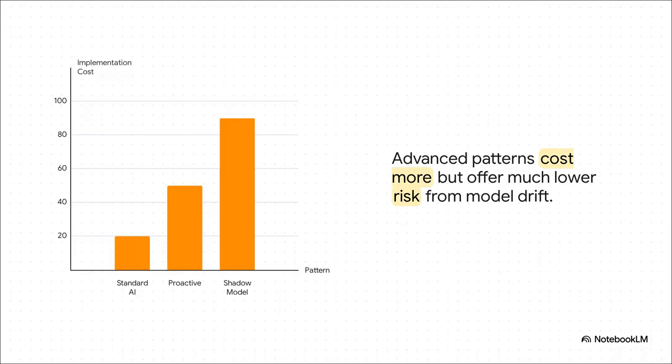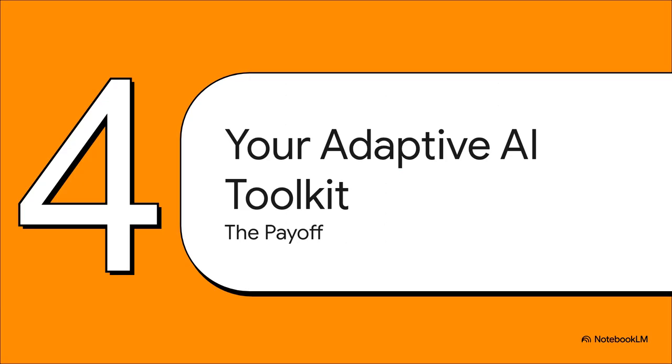But of course, there's always a trade-off, right? And this chart lays it out perfectly. A standard AI, that first bar, yeah, it's cheap to run, but you're carrying a huge risk of model drift. Proactive retraining is that nice middle ground. But the shadow model, that third bar, is definitely the most expensive because you're literally running two systems at once. But in exchange for that cost, you get the absolute lowest possible risk. And for mission-critical systems, that's a trade-off you have to make. So having the right tool for the job, even when it's more expensive, can be absolutely critical.